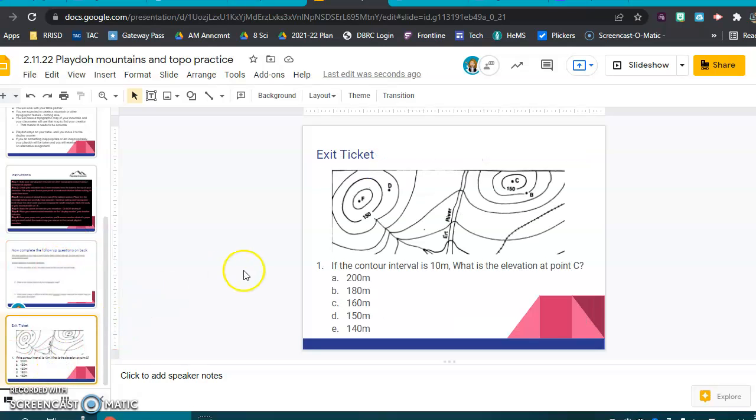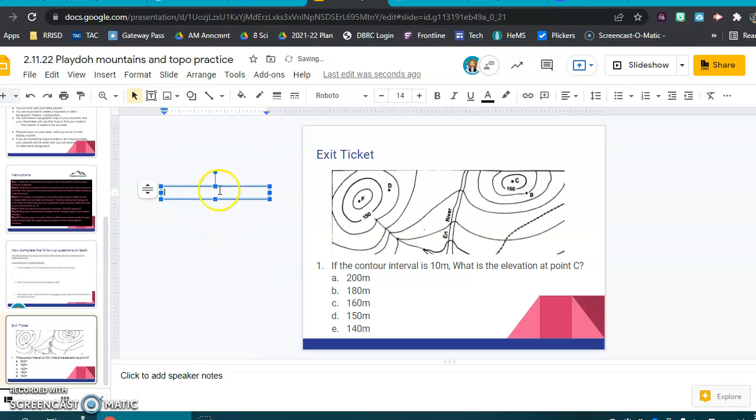And our exit ticket was, if the contour interval is 10, meaning the space between the lines, what is the elevation at point C right there? Okay. Well, let's put a text box. The next contour index that I have there is, you're correct, 150. And if the interval is 10, so we say plus 10. What do we get? Well, 150 plus 10 is 160. That's amazing. All right, and it's meters because we used meters, so don't forget that.